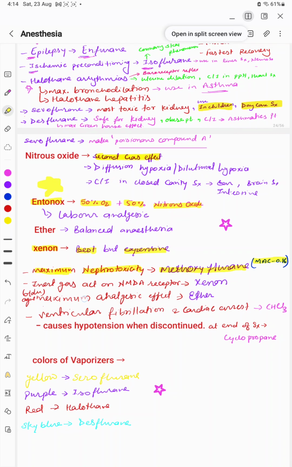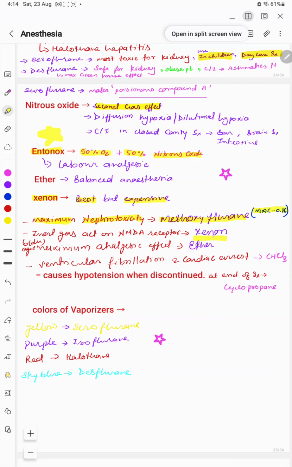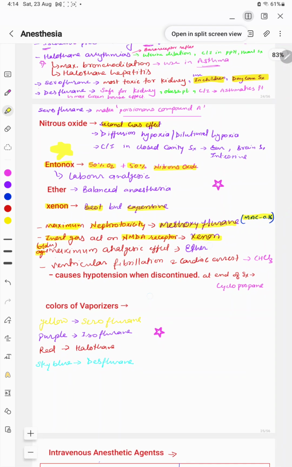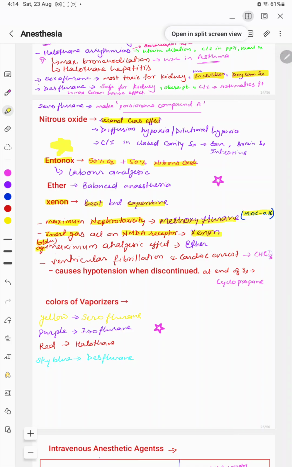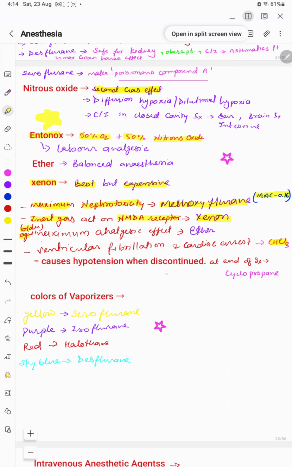Inert gas acts on the NMDA receptor. Okay, xenon is an inert gas and it works on the NMDA receptor. Among older agents, the one with maximum analgesic effect is ether. Ventricular fibrillation or cardiac arrest is caused by chloroform, CHCl3. Which agent causes hypotension when discontinued at the end of surgery? Cyclopropane. You remember the orange color, all the body is orange.